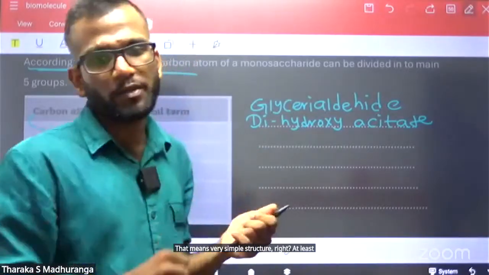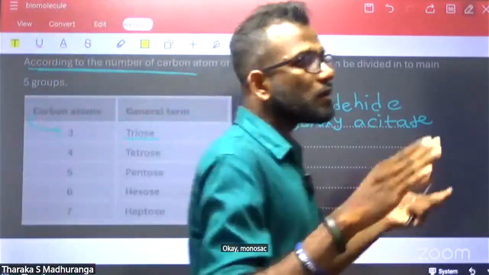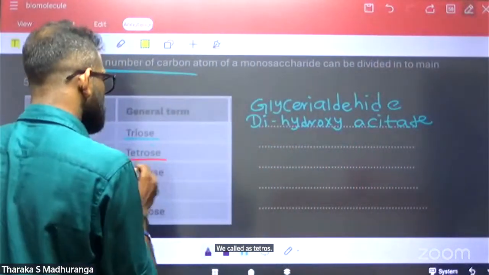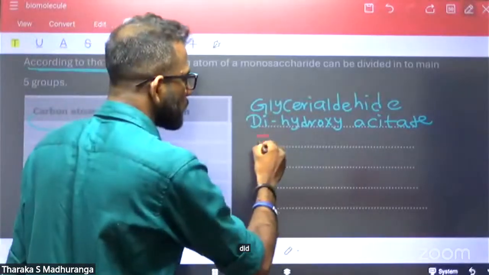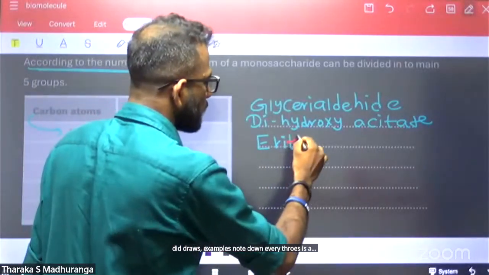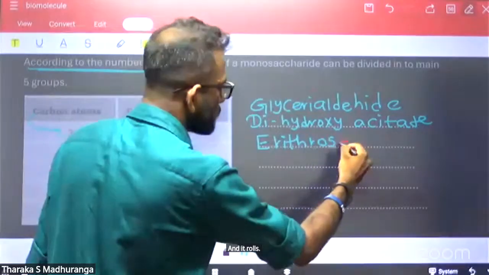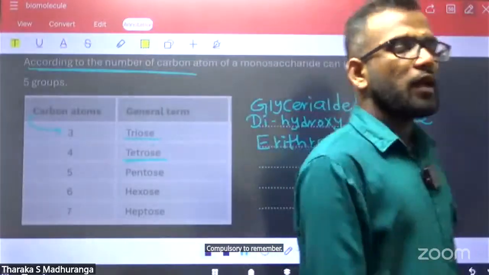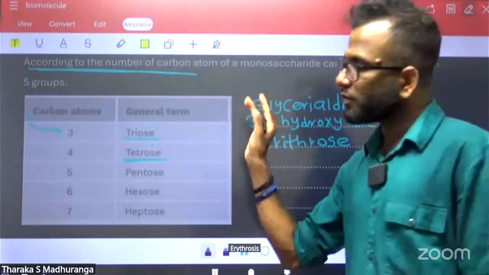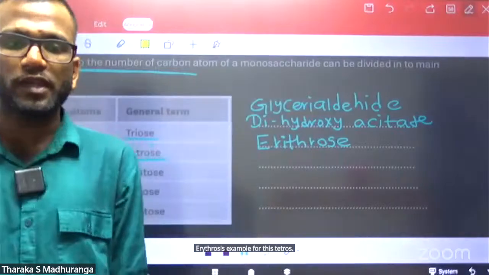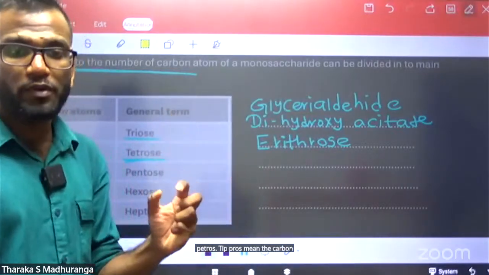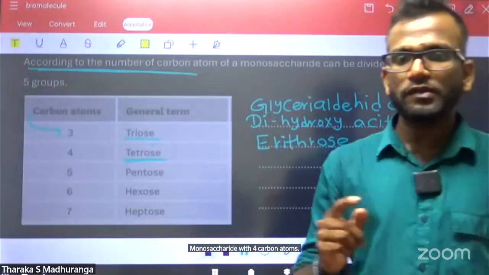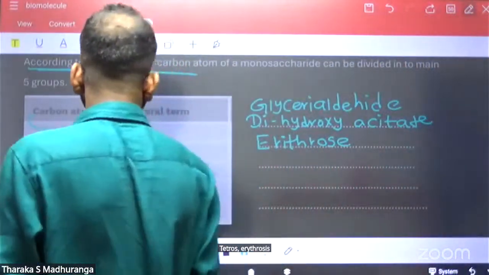Monosaccharide with 4 carbon atoms we call tetrose. Note down the example: erythrose. Compulsory to remember. Erythrose is an example of tetrose. Tetrose means carbon number 4, monosaccharide with 4 carbon atoms.